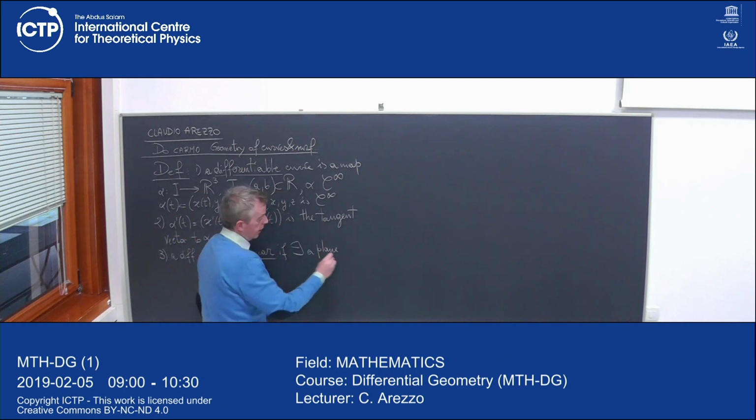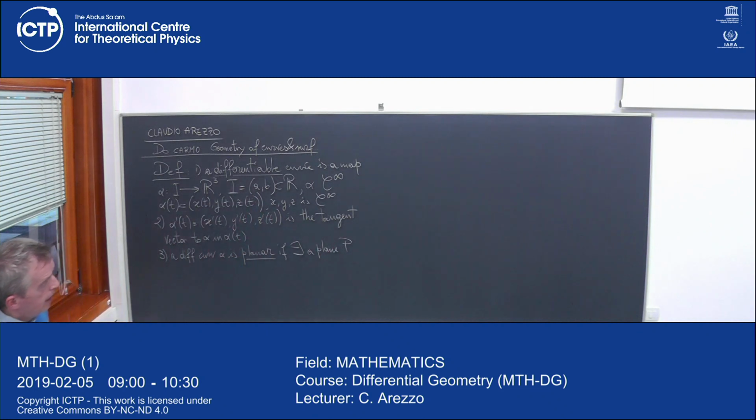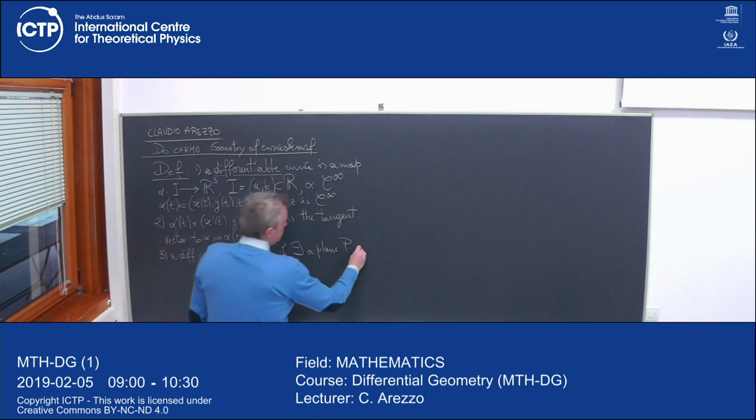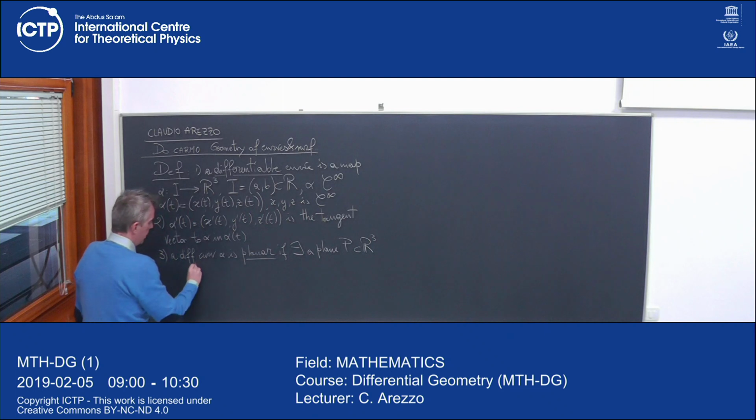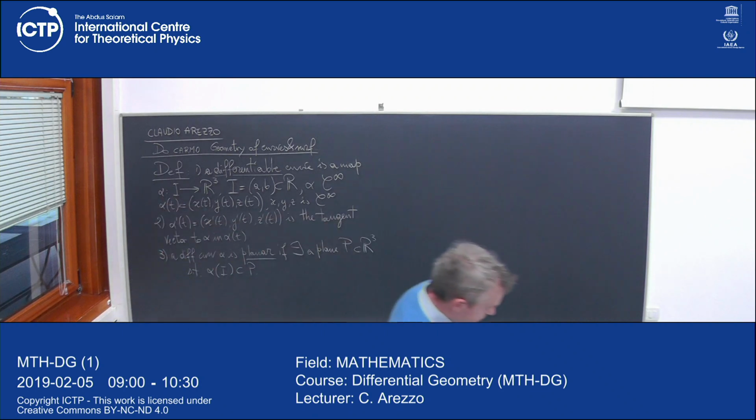A plane, okay, I'm not asking that this is a two-dimensional vector subspace. I mean, it's not supposed to pass through the origin. It's really a plane, an affine plane in R3. A plane P in R3 such that alpha of I is contained in P.